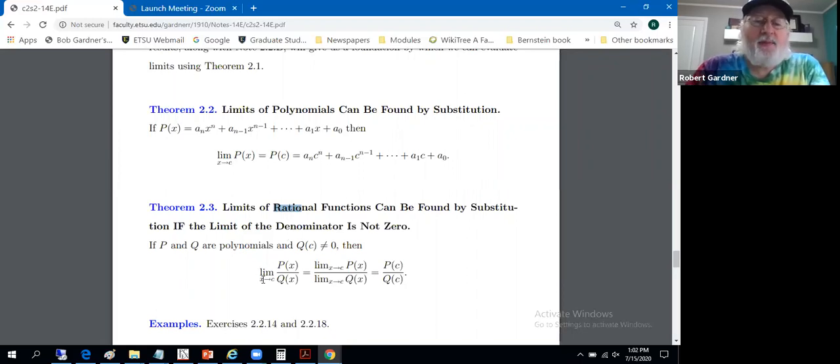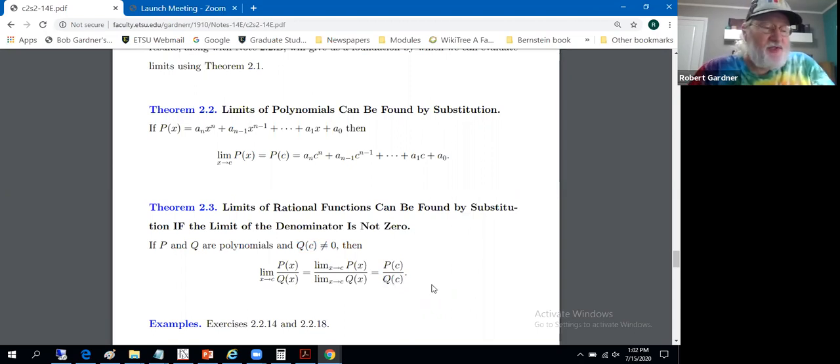And if we have a limit as x approaches c of the ratio p of x to q of x, where p and q are polynomials, and the denominator q is non-zero at x equals c, then we can evaluate that limit by taking a limit of the quotients, which we just saw. We can evaluate by plugging in the value c because p and q are polynomials by the previous result, provided you don't get 0 in the denominator.